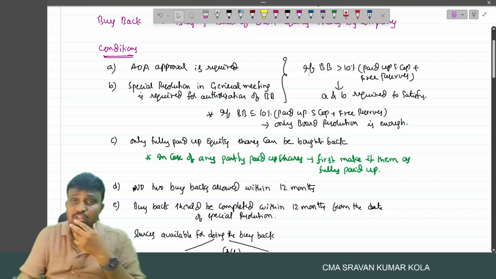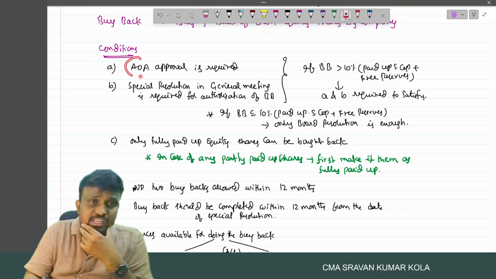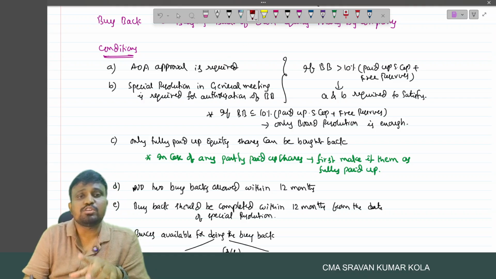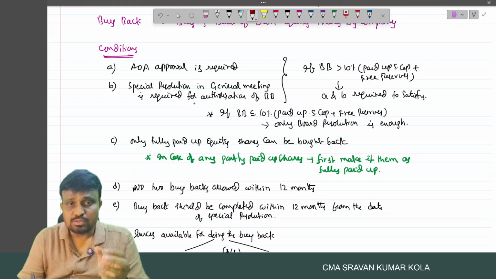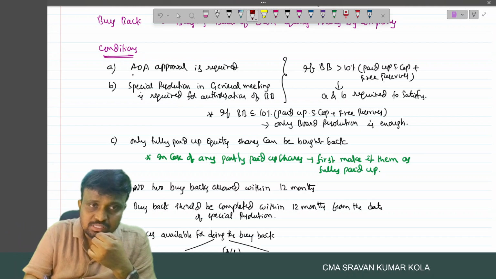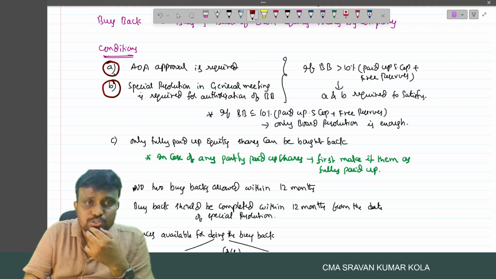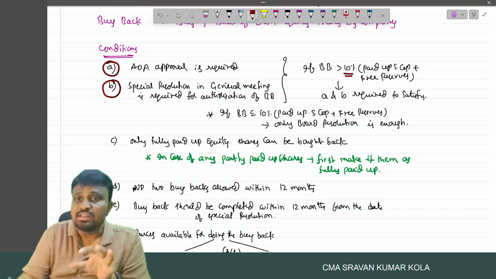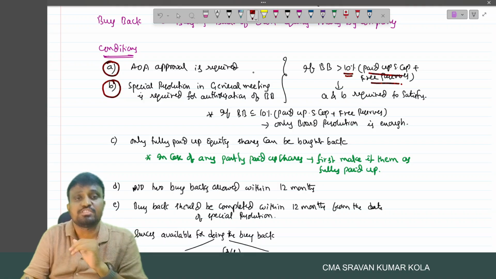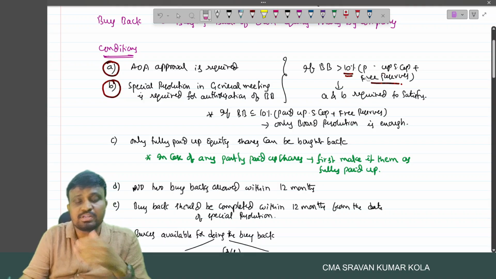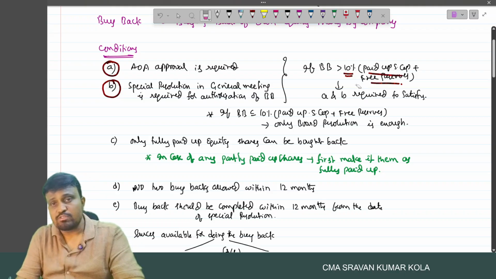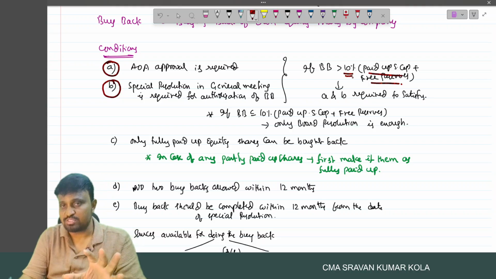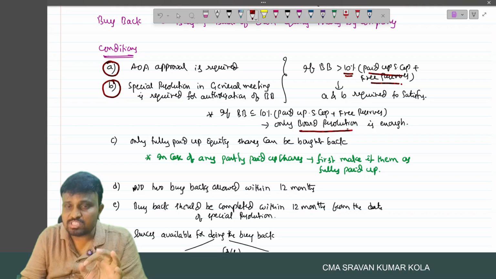Coming to Section 68, the first condition is that Articles of Association (AOA) approval is required, and a special resolution must be passed in the general meeting for authorizing the buyback. But remember, these two points are required only if the buyback is more than 10% of the paid up share capital and free reserves. If the buyback is less than or equal to 10%, then only a board resolution is enough.